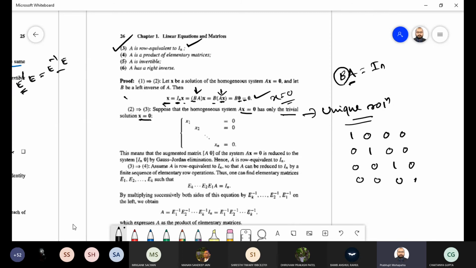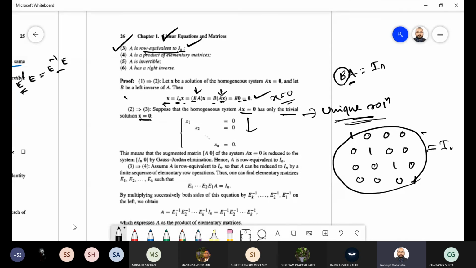Clear or not? If one row becomes 0, then you are going to have an infinite number of solutions. But you need one solution, so the diagonal positions should be 1, and that is nothing but the identity matrix. So A is row equivalent to the identity matrix. Row equivalent means that by doing row operations you get the identity matrix. So by doing row operations we can get the identity matrix.